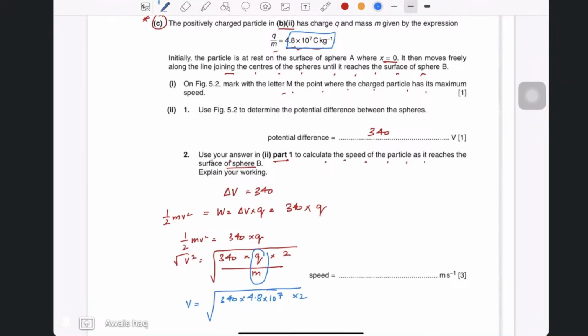1.8 times 10 raised to 5. 4.8? 1.8 times 10 raised to power 5.